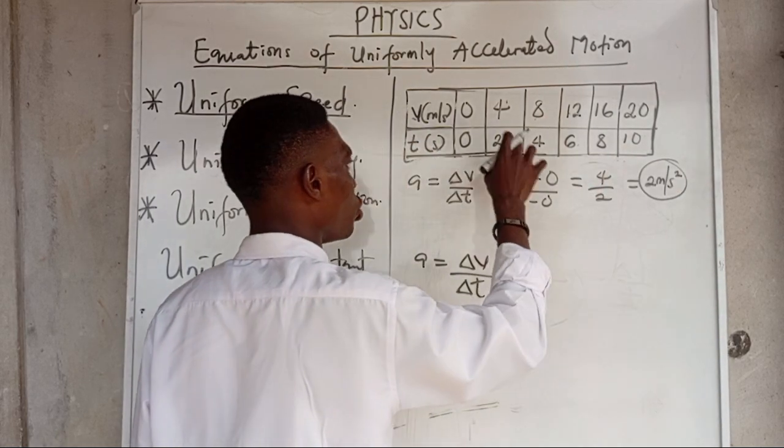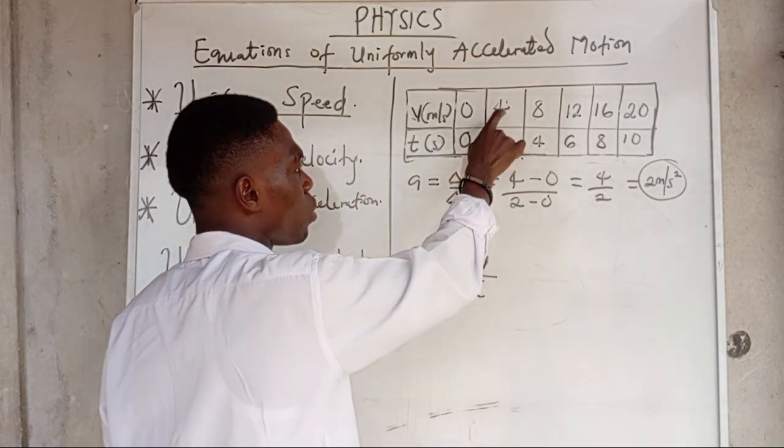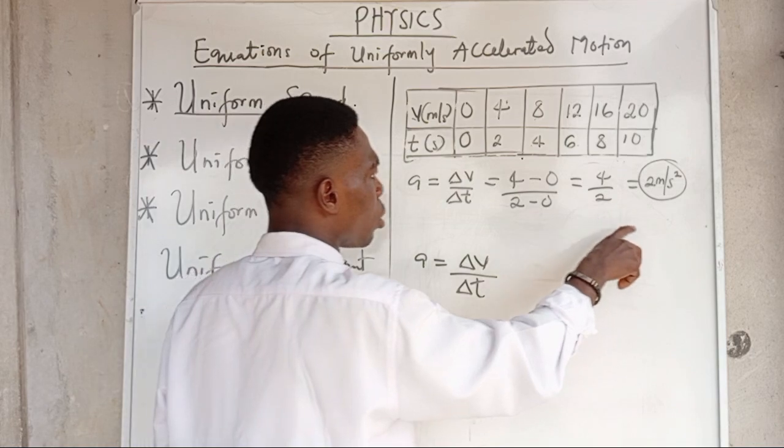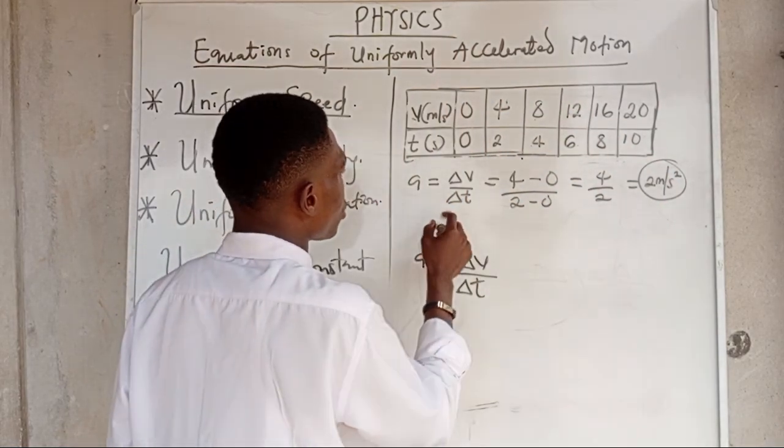Please take note that it must not always be 2, but it's just that I'm using an example, so I can as well change this. But it's not that the constant velocity or the constant acceleration must always be 2. Take note of that. So let's do another one.